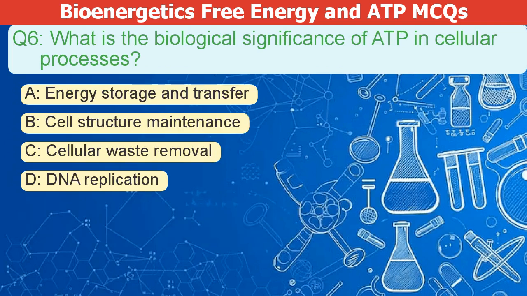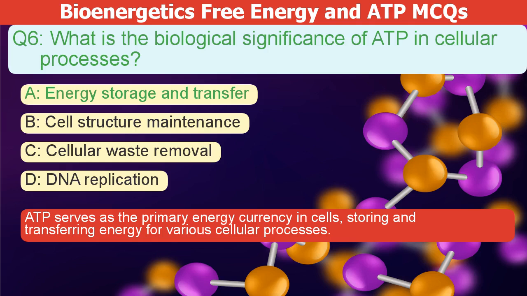What is the biological significance of ATP in cellular processes? A. Energy storage and transfer. B. Cell structure maintenance. C. Cellular waste removal. D. DNA replication. The correct answer is A. ATP serves as the primary energy currency in cells, storing and transferring energy for various cellular processes.